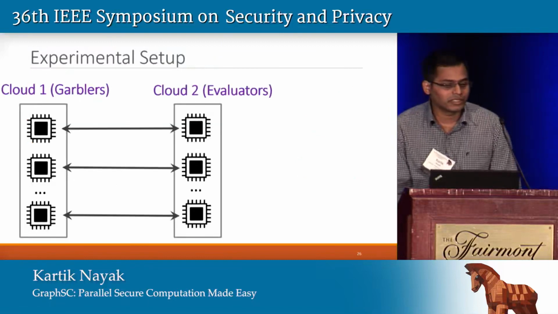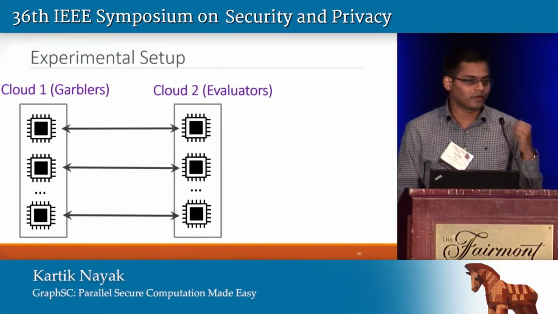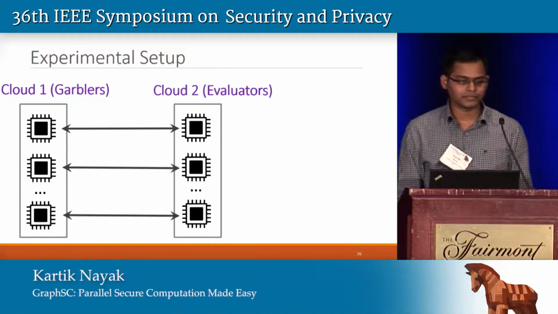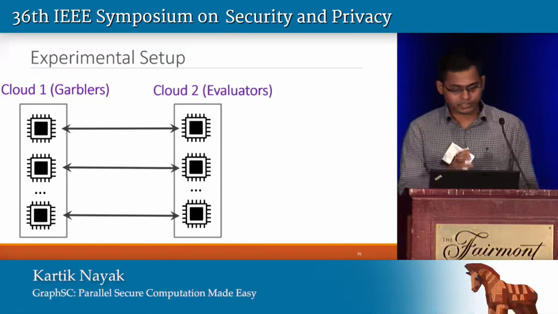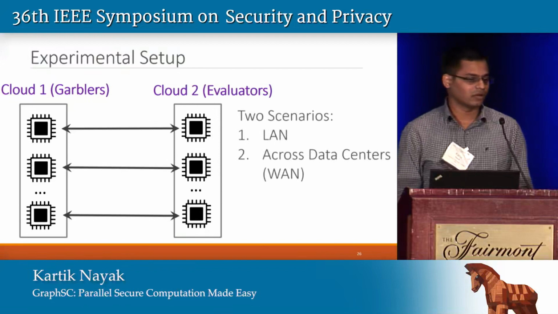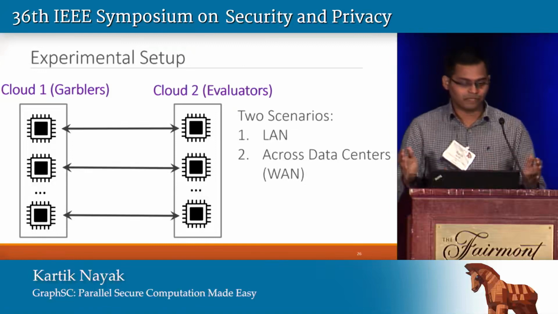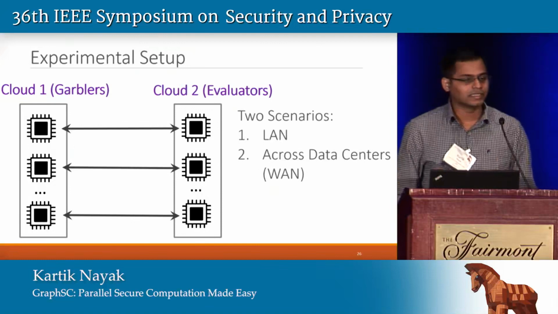For our experimental setup, we imagine 2 clouds. The first cloud forms the secure computation garbled circuit Garbler, and the second one forms the evaluator. Both clouds run a large number of processors, and there's a one-to-one mapping in between them. There's communication in between Garblers and evaluators, which is not shown here. We consider 2 settings, one in a LAN wherein all Garblers and evaluators are running on the same LAN, and we consider another setting wherein the computation happens across data centers. That is, Garbler is in one data center, whereas evaluator is in another data center, and the communication happens in a wide area network.